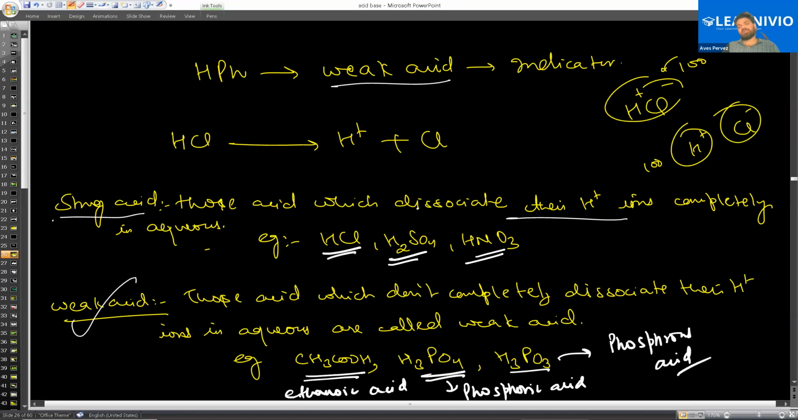Those acids which dissociate their H plus ions completely, meaning complete dissociation is taking place, are strong acids. I just have to learn the examples. And those that partially or incompletely dissociate are weak acids. Memorize only the names of these weak acids and strong acids.